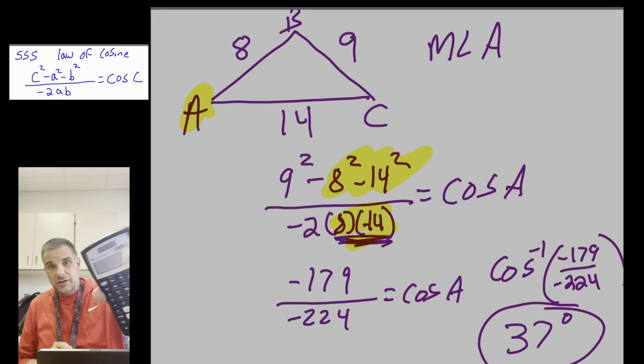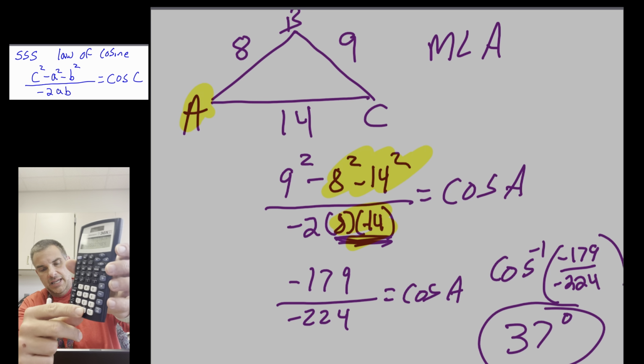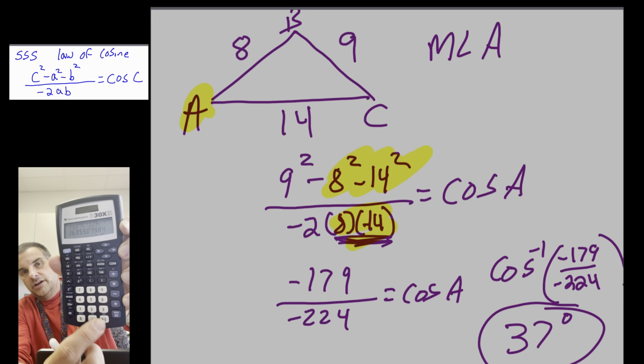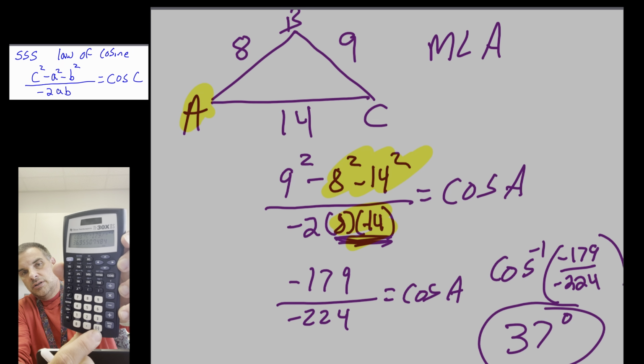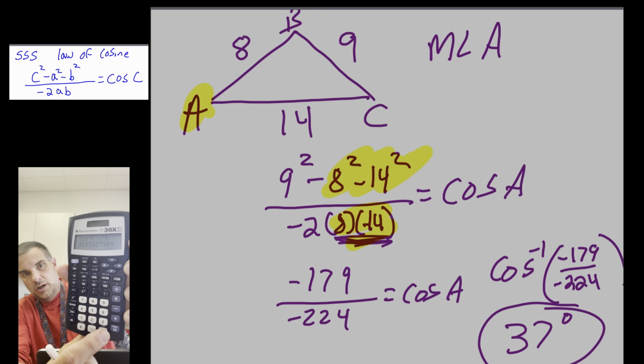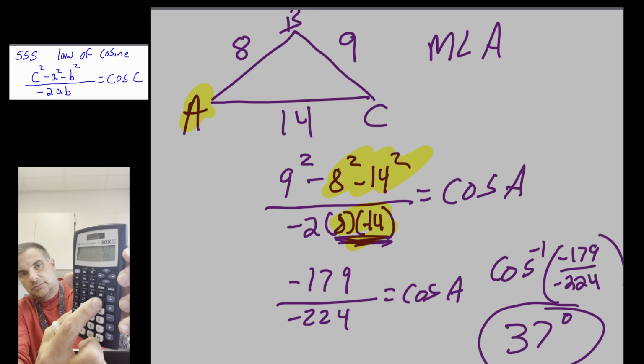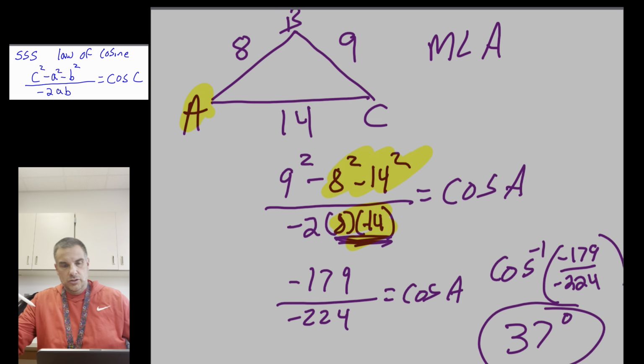Now, be careful with your calculator. Make sure when you hit negative 179, use this key right here. Don't use your minus symbol. Use this key right here for negative 179 and negative 224. And don't use your ABC button. Use divided by. It's backwards, but make sure you do those things.